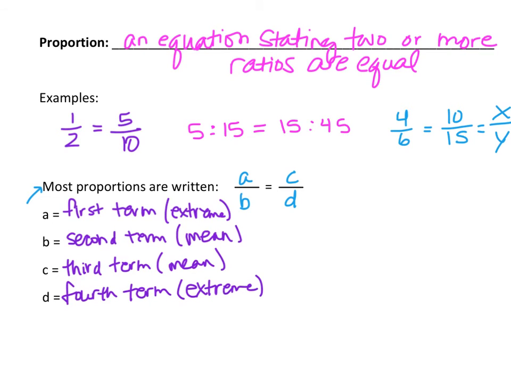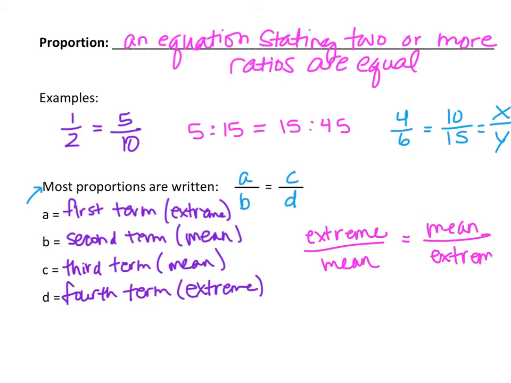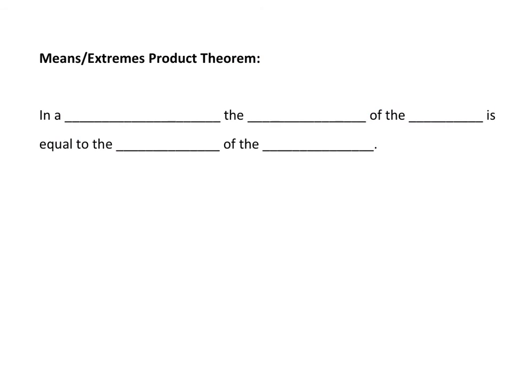So if you look at this setup right here, A over B equals C over D. When we use the extremes and the means, we're saying that A is an extreme. So extreme over mean is equal to mean over extreme. All right, so now that we know what the means and extremes are in a proportion, it takes us to this Means Extremes Product Theorem.